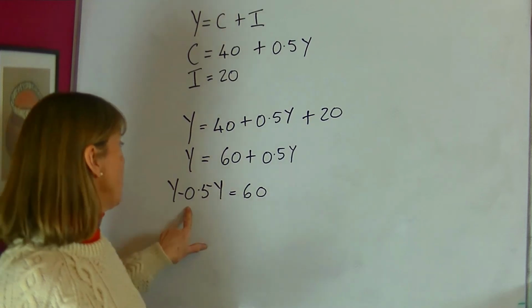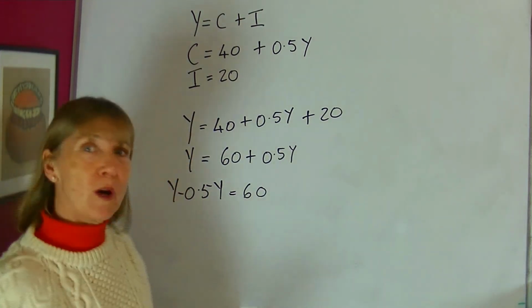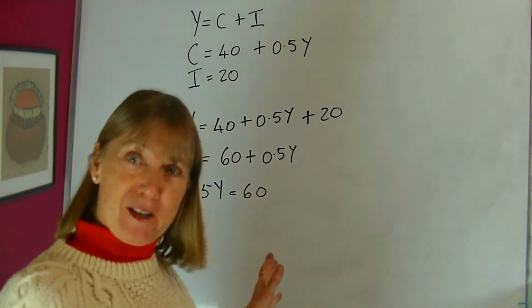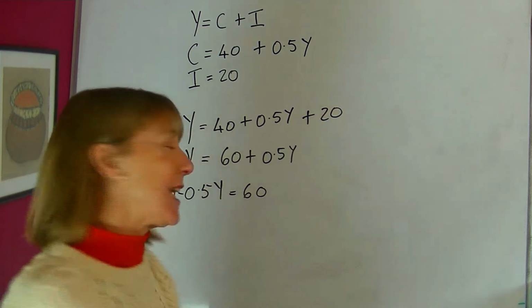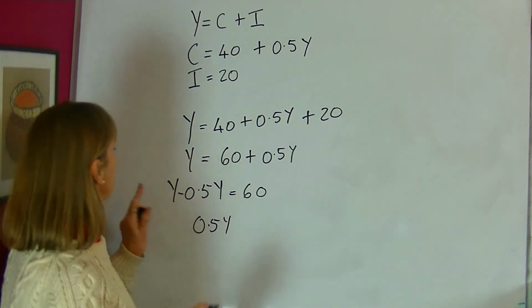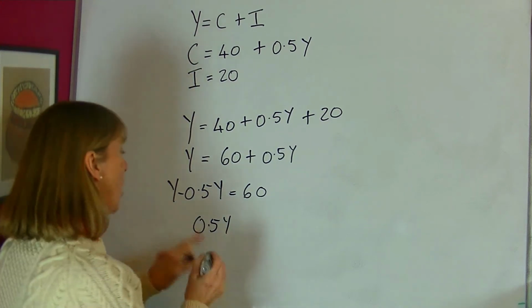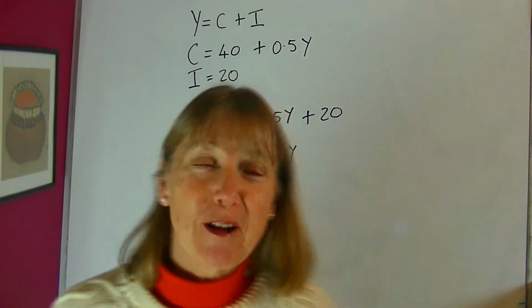So now we have to work out what y, a whole y, minus a half of a y is. Well, if we take a full something and subtract a half of something from it, we get a half of something remaining. Okay, so 1 minus a half lots of y becomes half of y, 0.5y.